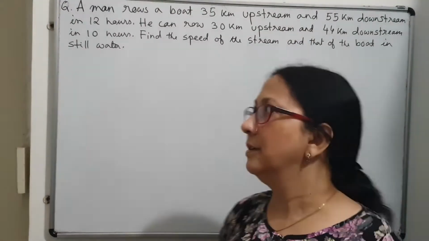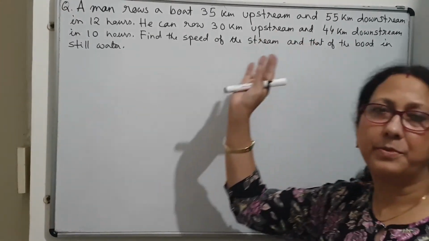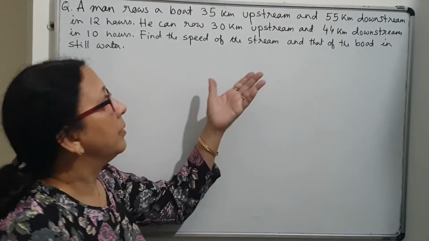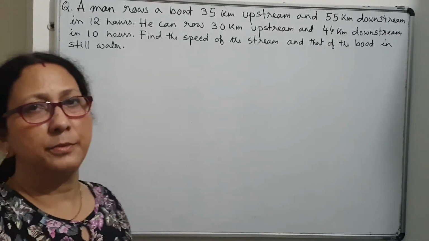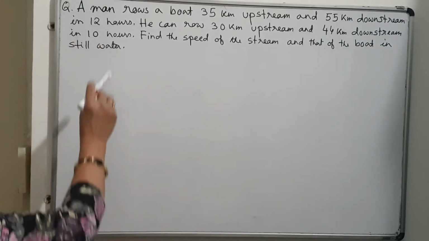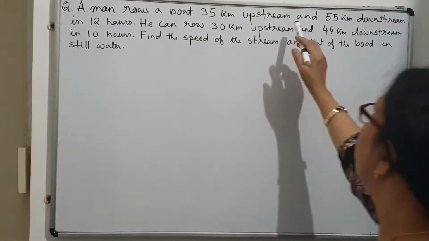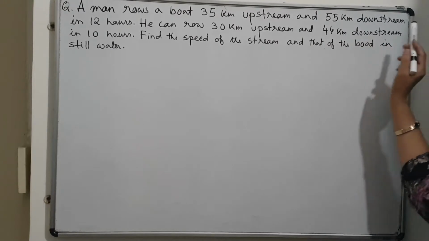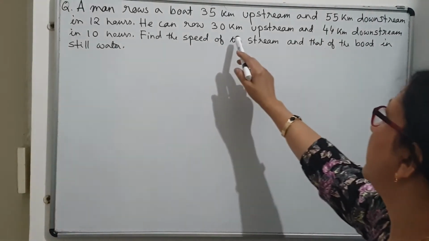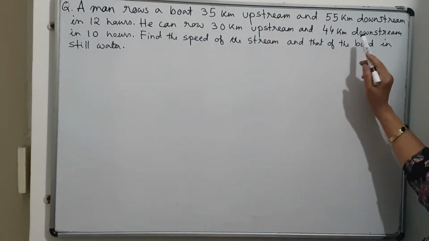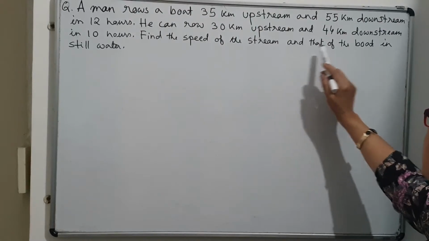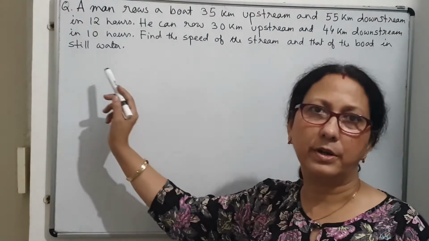Next question, again of the upstream downstream problem, where it will be a little bit more complicated than the previous one. So let's read the question. A man rows a boat 35 km upstream and 55 km downstream in 12 hours. He can row 30 km upstream and 44 km downstream in 10 hours. Find the speed of the stream and that of the boat in still water.